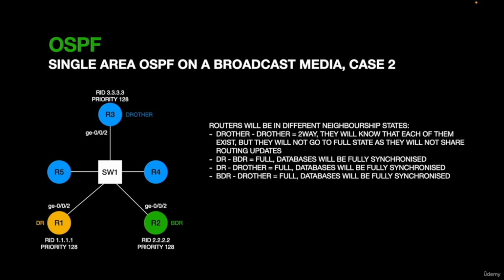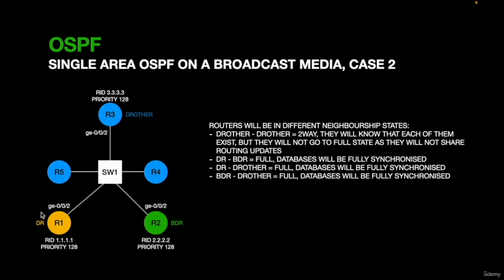In OSPF, routers will have different neighborship states. If the neighborship state between a router and another router is two-way, they will know that each of them exists, but they will not go full state as they are not sharing routing updates. So R3 sees R4, so R3 will be in a two-way state with R4. R5 and R4 will also be in the two-way state, and R3 and R5 will also be in the two-way state.